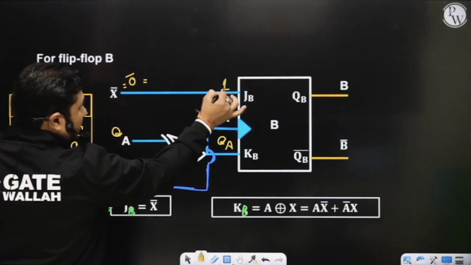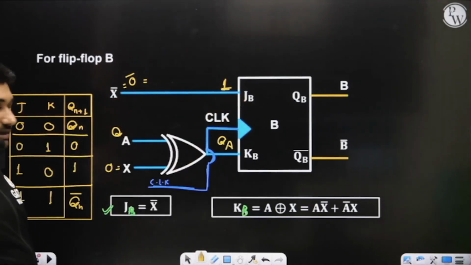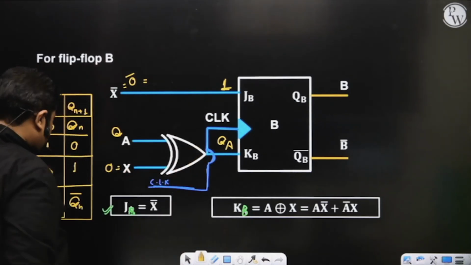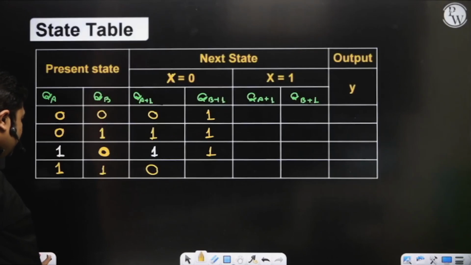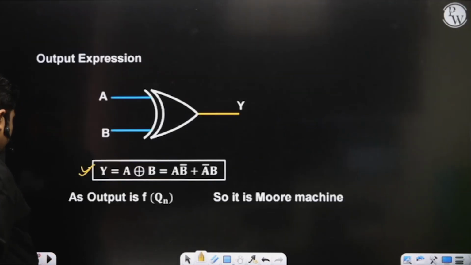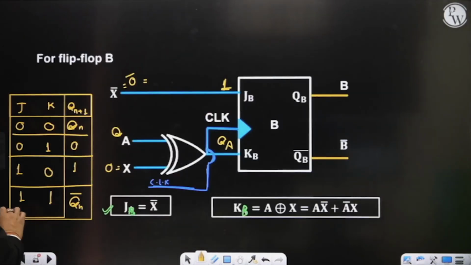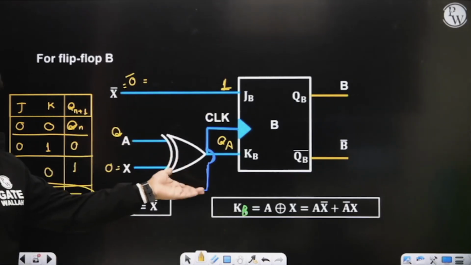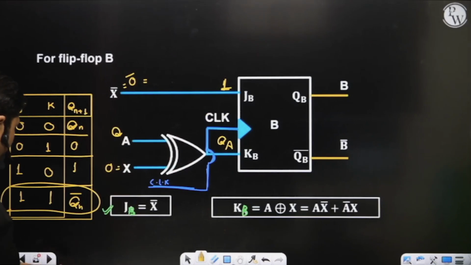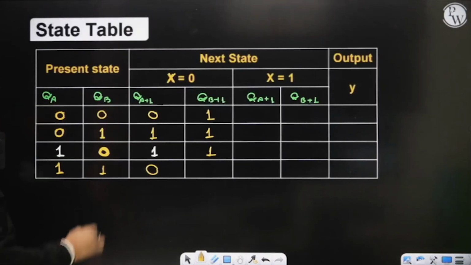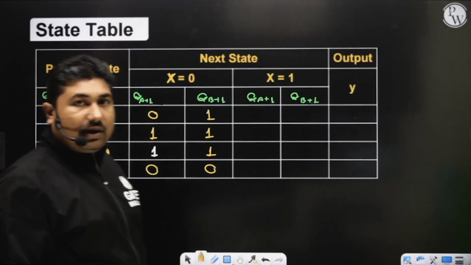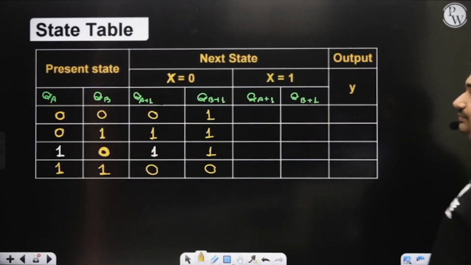JB is equal to 1 with X equal to 0. And what is the value of QA? QA is equal to 1. So 1, 1 means the flip-flop goes into toggle mode. Toggle mode means whatever the previous value of QB was, it toggles. So if the previous value of QB is 1, it toggles to 0. Is it okay? This is how you can easily fill this table.